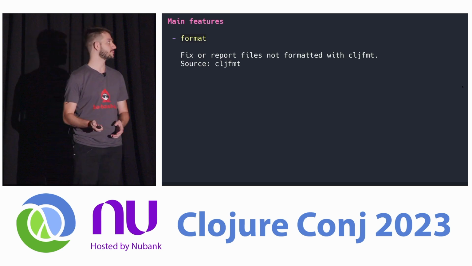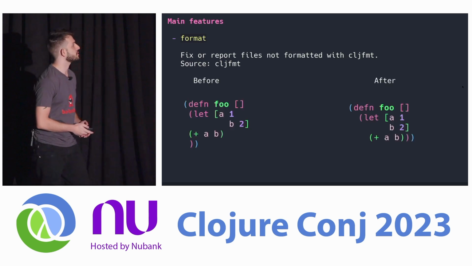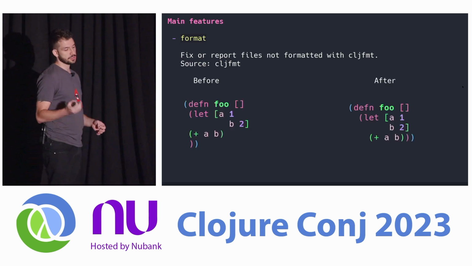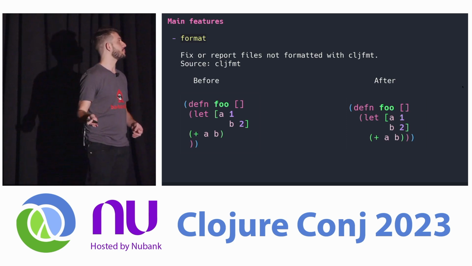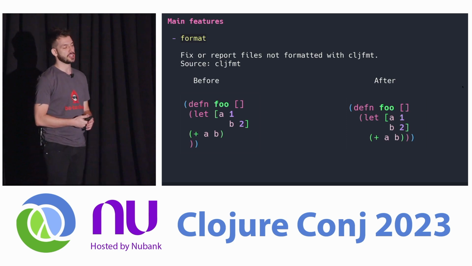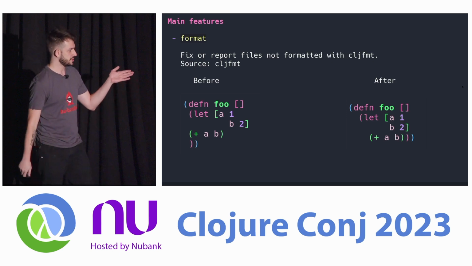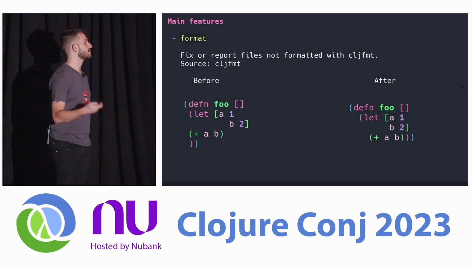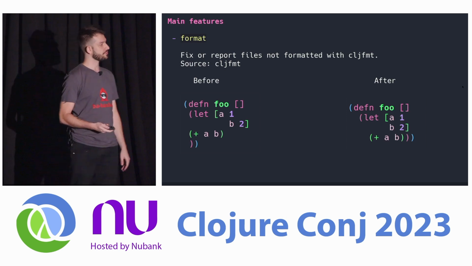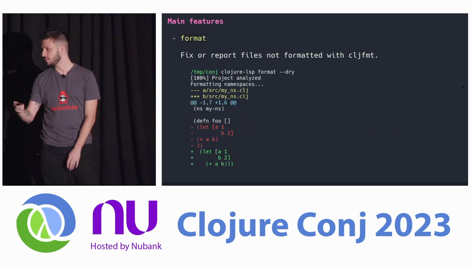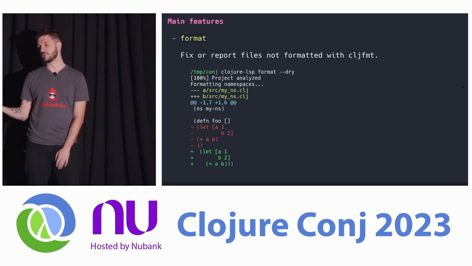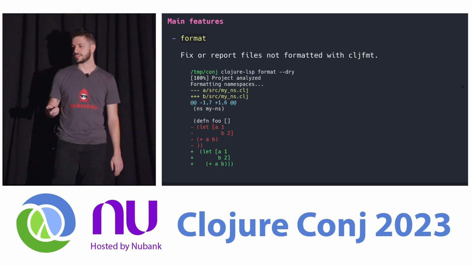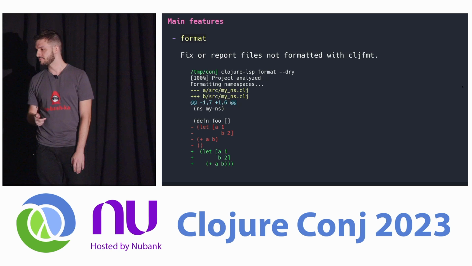We have format, which is pretty simple, pretty straightforward. It can fix or report the files using cljfmt. So before, you have this messy code with a lot of spaces and new lines and things like that. After applying the format, we have this beautiful function. And the same thing from the command line. It's just like the clean namespace.